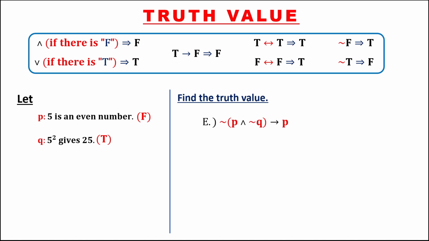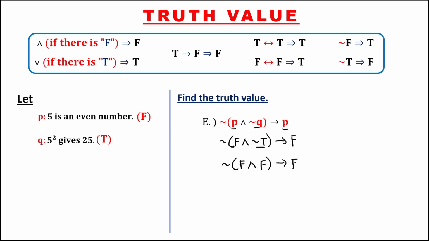Then for this given, to find the truth value, we have the negation of P. P is false. Then conjunction, the negation of Q. Q is true. Then implies P, P is false. Then to simplify, we have the negation of false, conjunction, not true, this one is false, then implies false.